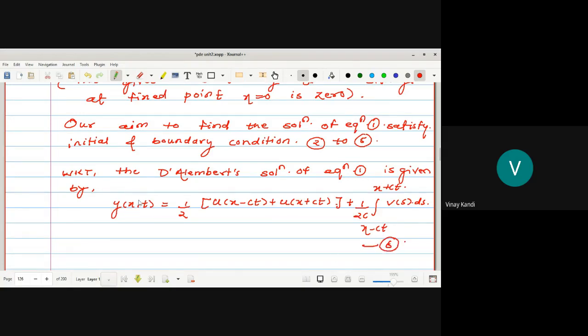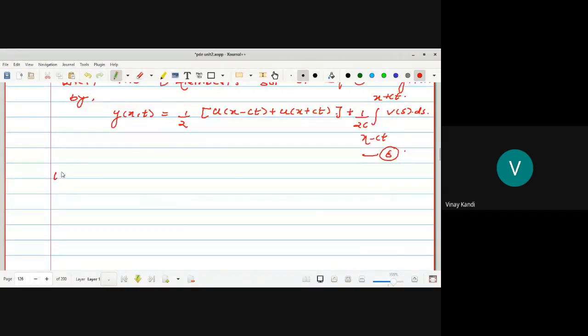Okay, so this is the D'Alembert solution of equation 1 for an infinite string, that is, both the ends are not fixed, from case number 1. However, this solution cannot be used. Why? Because this is the solution of an infinite string. So this solution cannot be used for the given initial value problem.